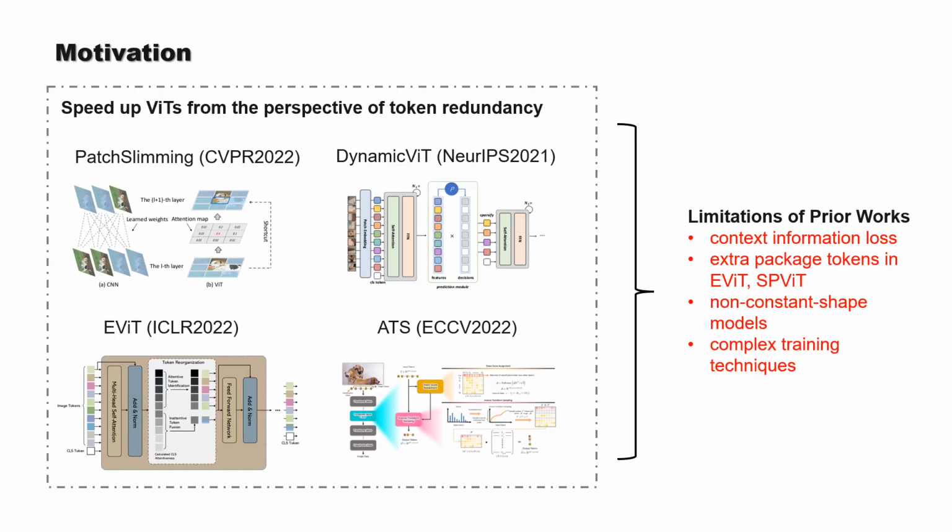There are already some works that prune the redundant tokens in ViTs. Patch slimming and dynamic ViT learn to drop tokens dynamically based on the input images, which leads to context information loss. Moreover, EViT compresses the originally pruned tokens into one extra new token, but it's not enough when meeting more aggressive compression. The recent work, such as ATS, learns to prune tokens with an input-dependent number more dynamically, but it needs to handle a non-constant shape model.